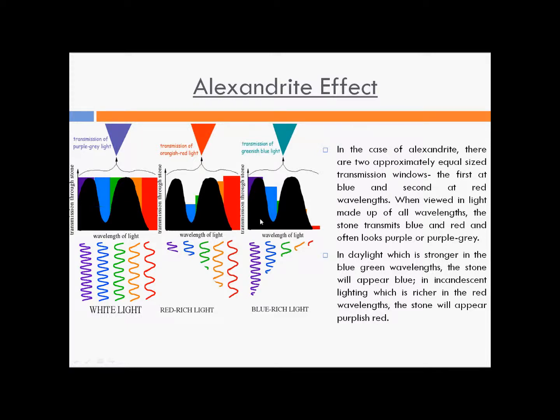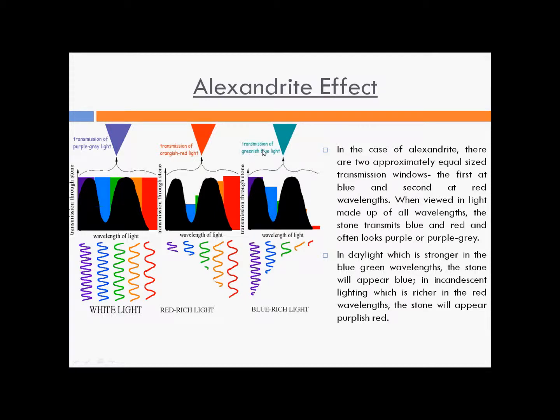The reverse is also true. In light rich in blue wavelengths, such as fluorescent light, the stone looks blue because although it could transmit red, there's little red in the light to transmit. And here is a diagram showing that. You can see that the blue wavelengths are more. As a result, the transmitted light looks greenish blue.